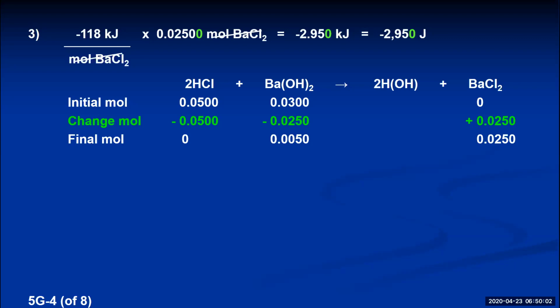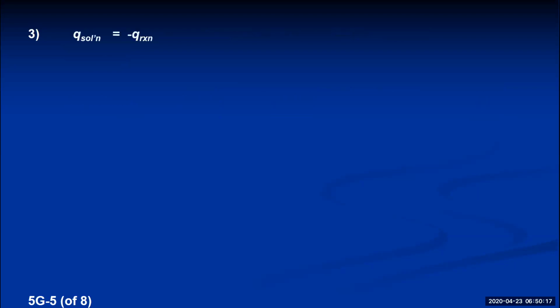Now, how do we get the final temperature of the water solution? All this heat from the reaction, the 2,950, was given to the water. So the water's Q value is going to be the same as the reaction's Q value, but it's going to be opposite in sign. So the Q of the solution will be the negative of the Q of the reaction. So the negative of negative 2,950 is positive 2,950.